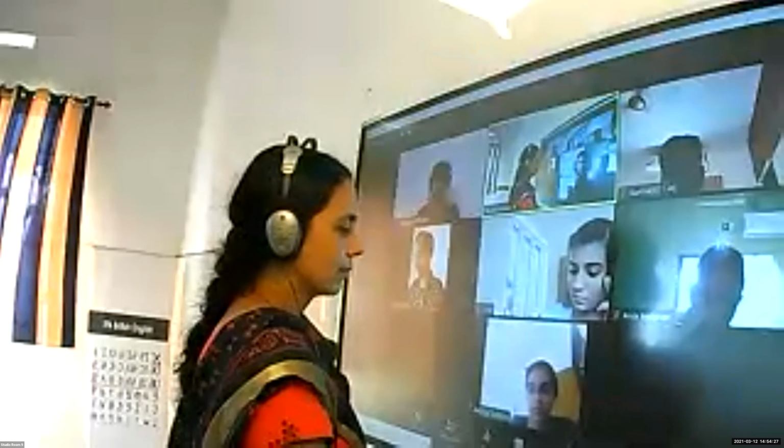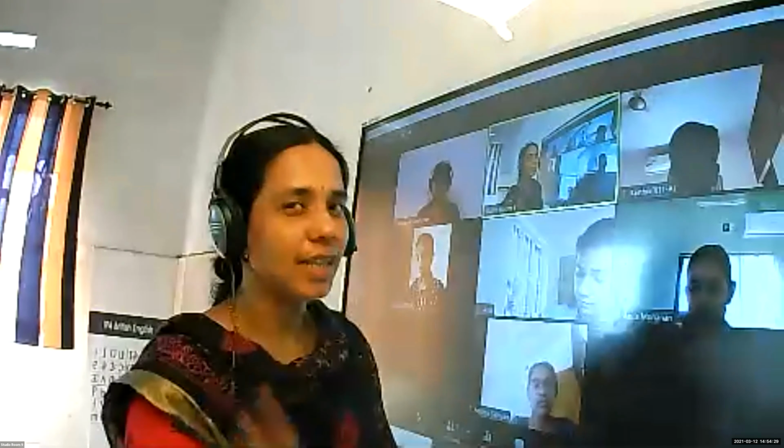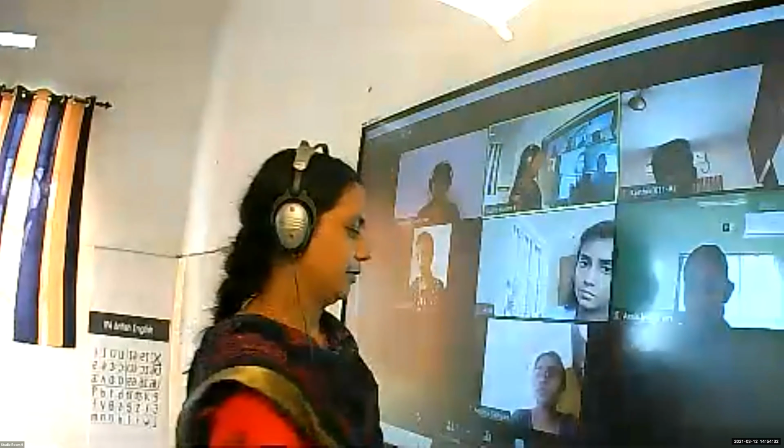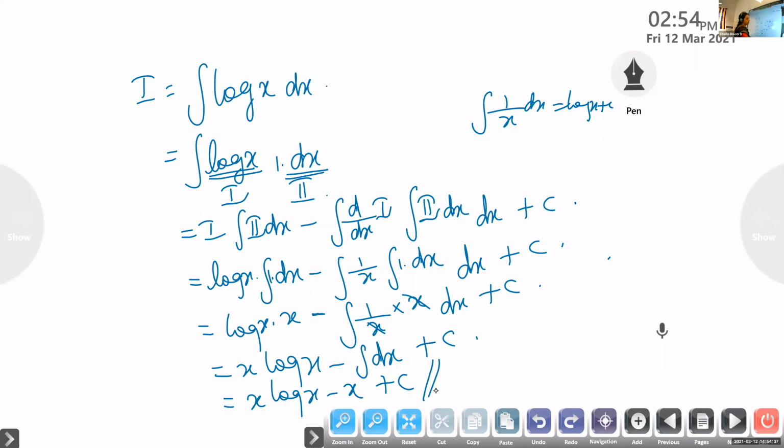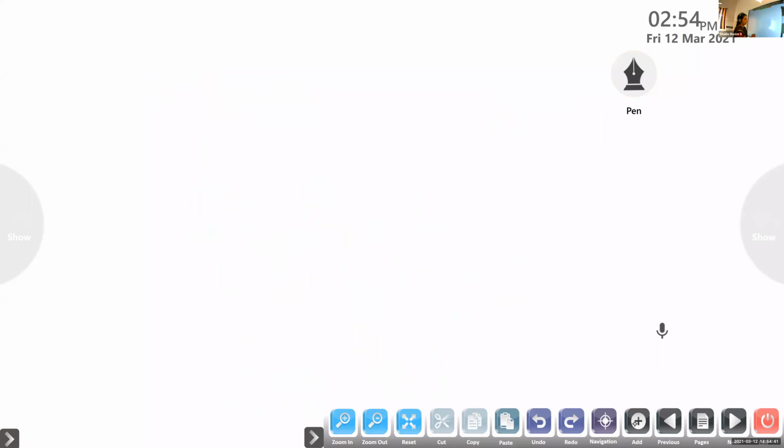This is again a different question. Whenever I say it is a different question, mark it in your textbook and do it 2 or 3 times till you become thorough with that method. Integral of log of 1 plus x into dx. What is the difference between the previous question and this one?